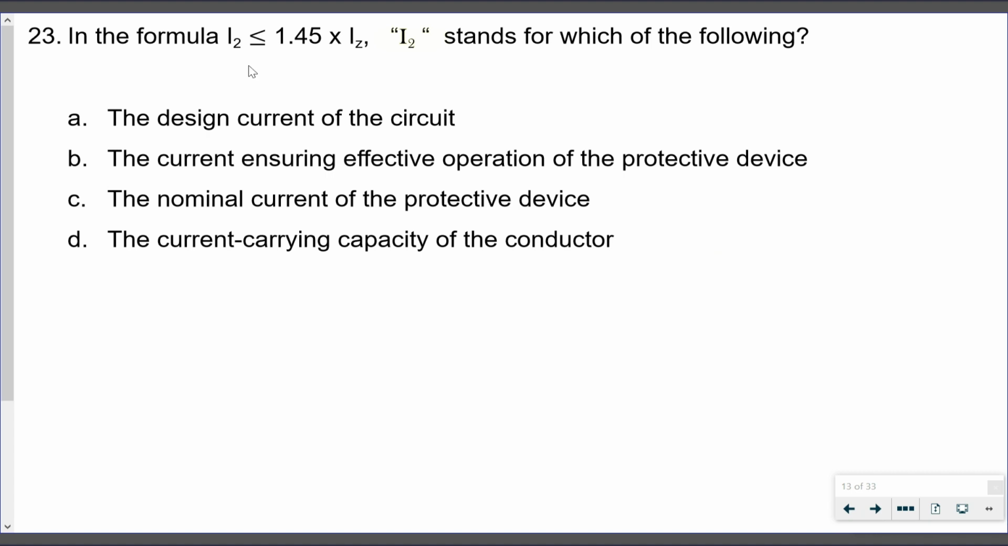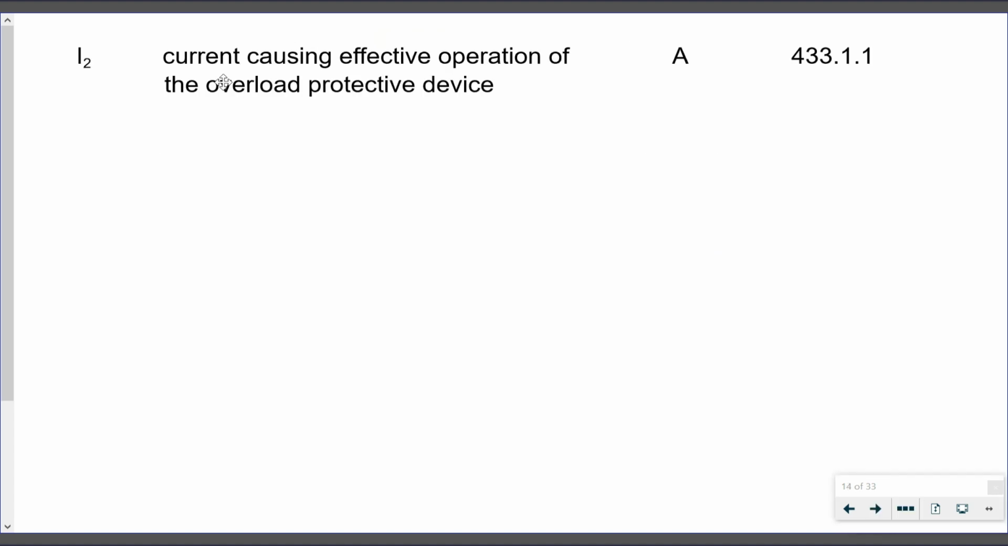In the formula, I2 is less than or equal to 1.45 times IZ. I2 stands for which of the following? And again, we're going into our symbols, and we're going to run down and find I2 and find out which one of these I2 gives us. So I2 is the current causing the effective operation of the overload protective device in amperes again.